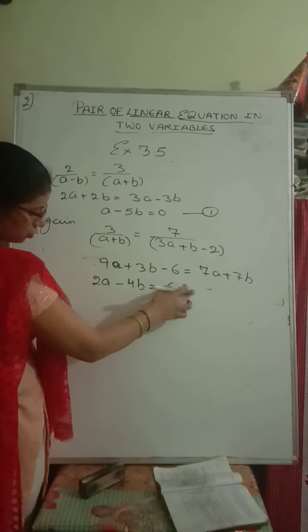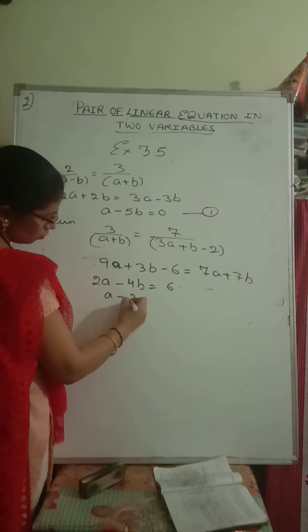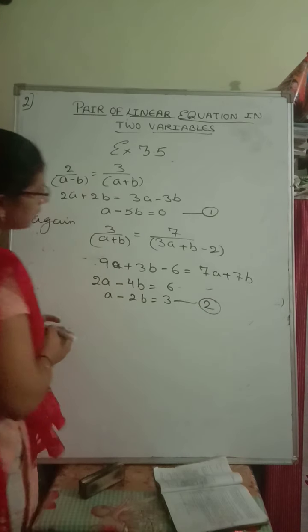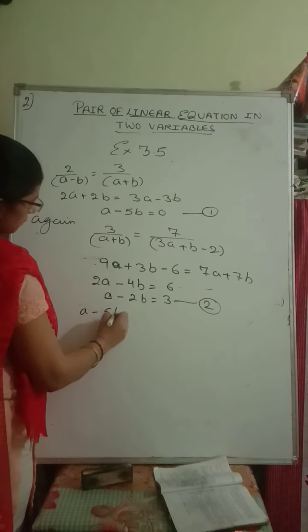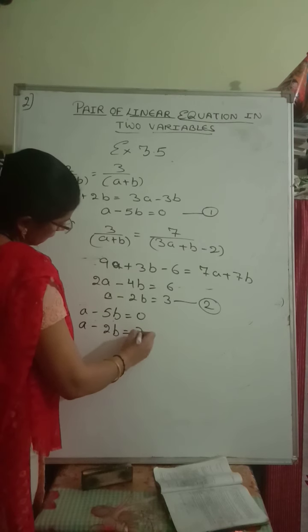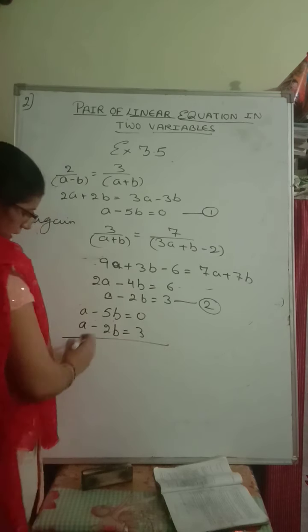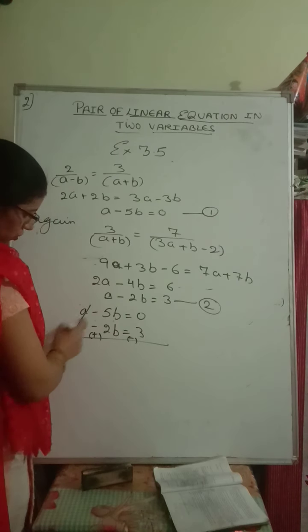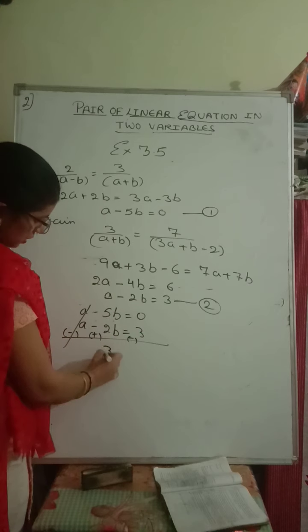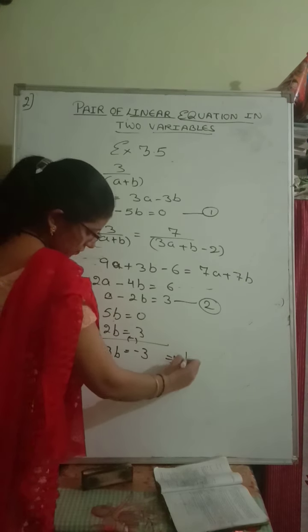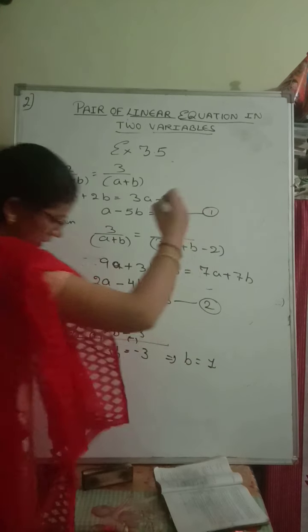I can divide it by 2. So a minus 2b equals to 2 3s are 6... a minus 2b equals to 3. Let me say it is an equation. Write the equations: a minus 5b equals to 0 and a minus 2b equals to 3. So what we'll have? Minus, plus, minus. Cancel out. 3b equals to minus 3, which shows b is equal to plus 1.